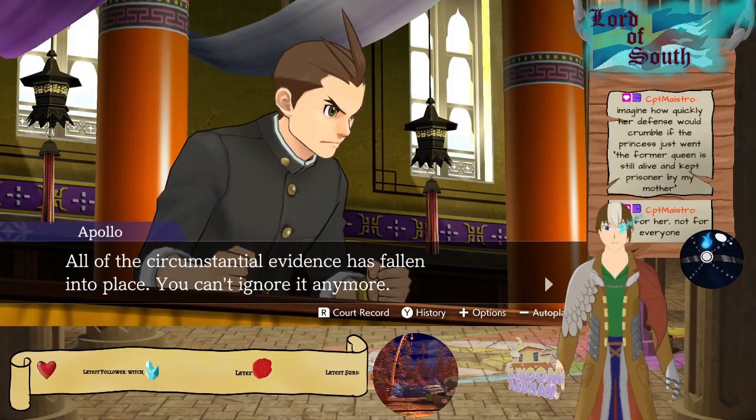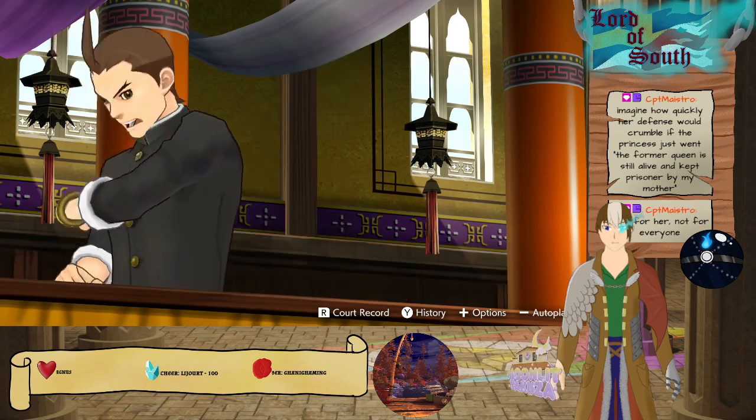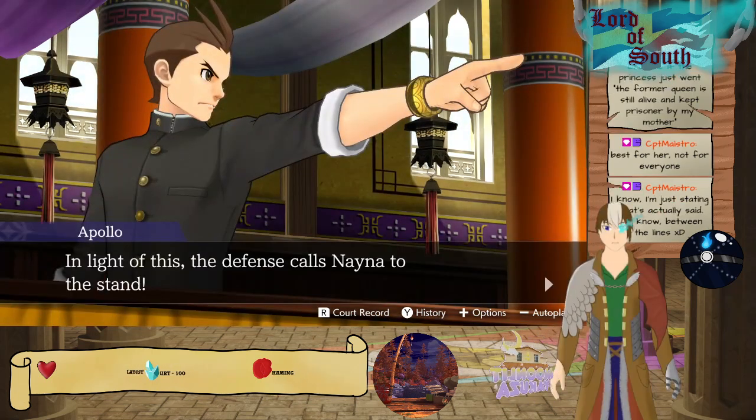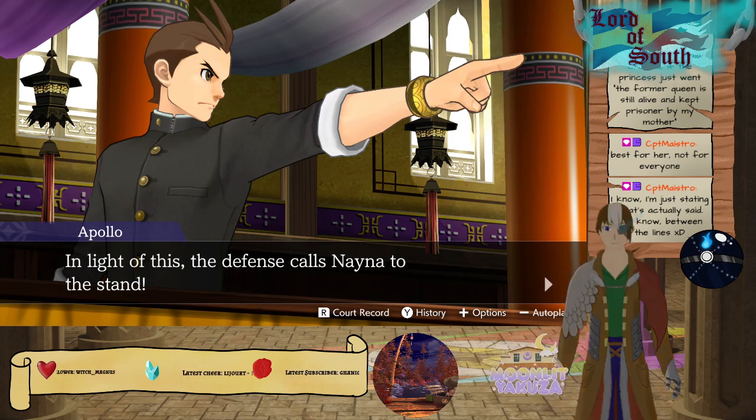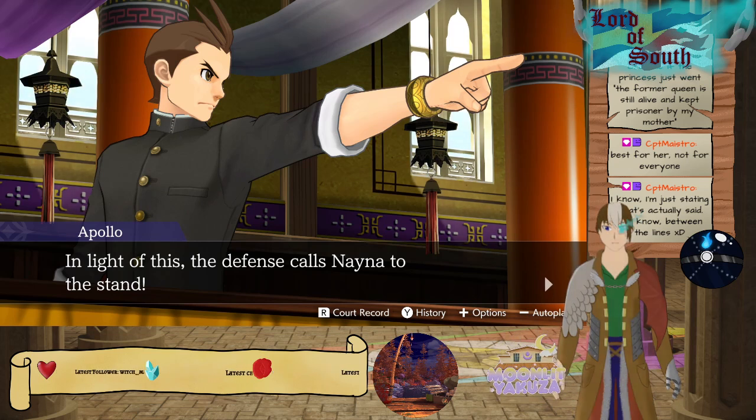Well, the circumstantial evidence has fallen into place. You can't ignore it anymore. You can't claim Nina isn't connected to this case somehow. I know, I'm just stating what's actually said, you know, between the lines. Yeah, I know exactly. That is what she means. Because basically, she says it's for the best because, oh, what if someone wants to kill her? But who is in power right now? Mara or her or Garan? Basically Garan. No one needs to know.